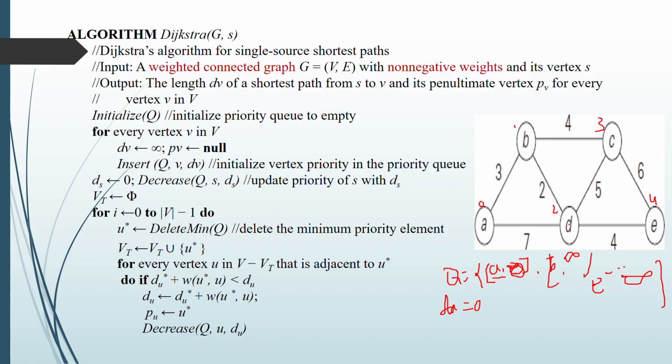So actually how many vertices are you having? 5 vertices. But if you initialize with 0, 1, 2, 3, the last vertex is 4 here. That is the thing. 0 to 4 you have to consider here.